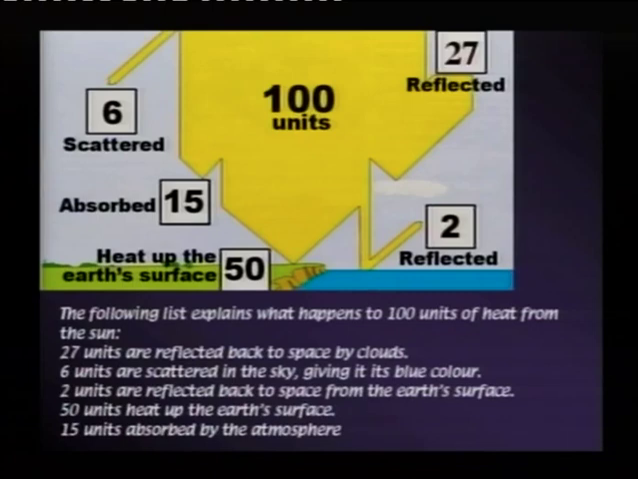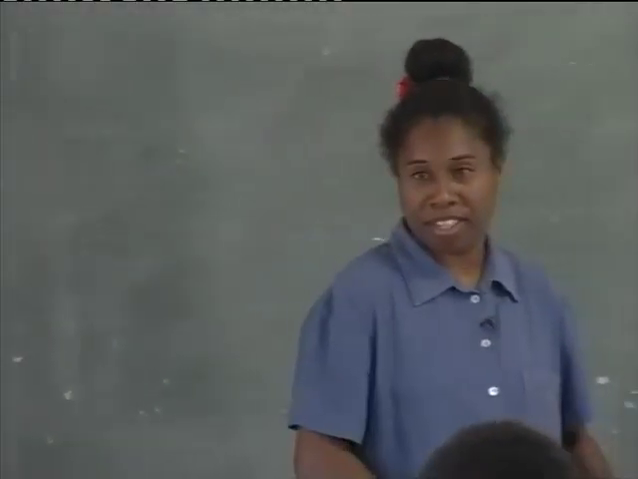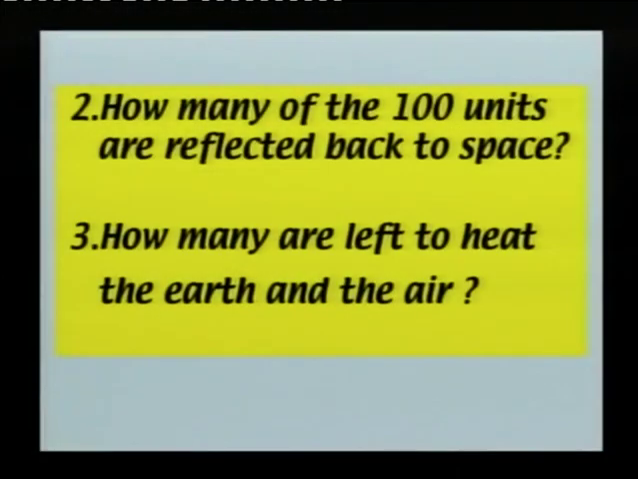Hands up those students who had 35 units. Okay, 3, 4 plus Gao, 4 students in the class, well done. Okay, the next question. How many of the units are left to hit the earth and the air around it?